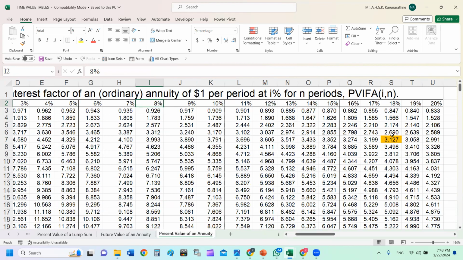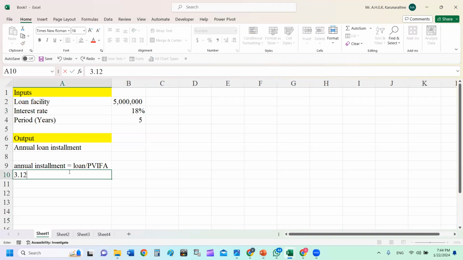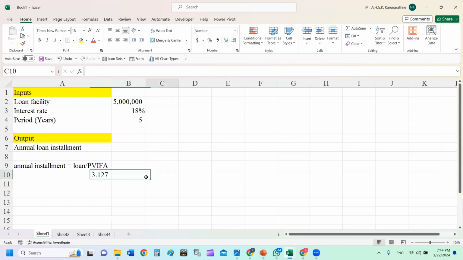1, 2, 3, 4, 5. This is our present value interest factor. How much? 3.127. We write it somewhere here, 3.127 approximately, because the decimals are cut off. Okay, so what is the loan?